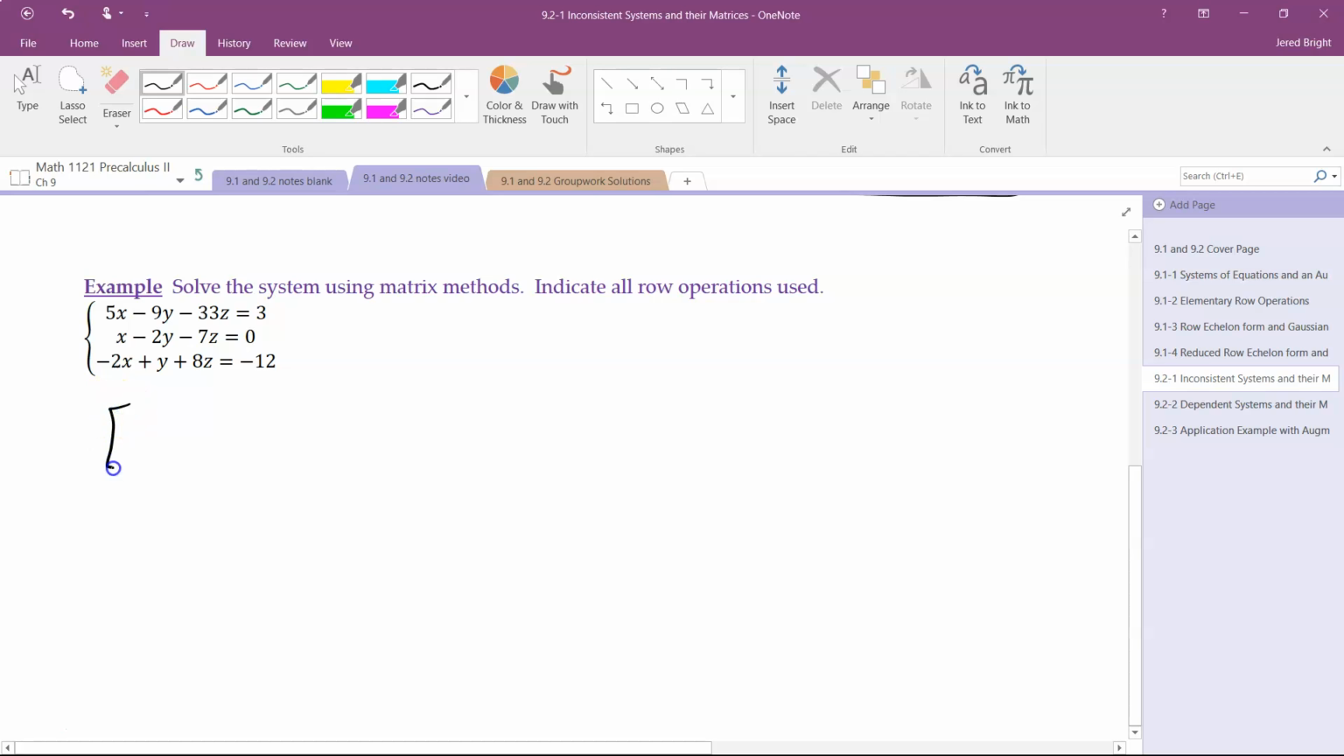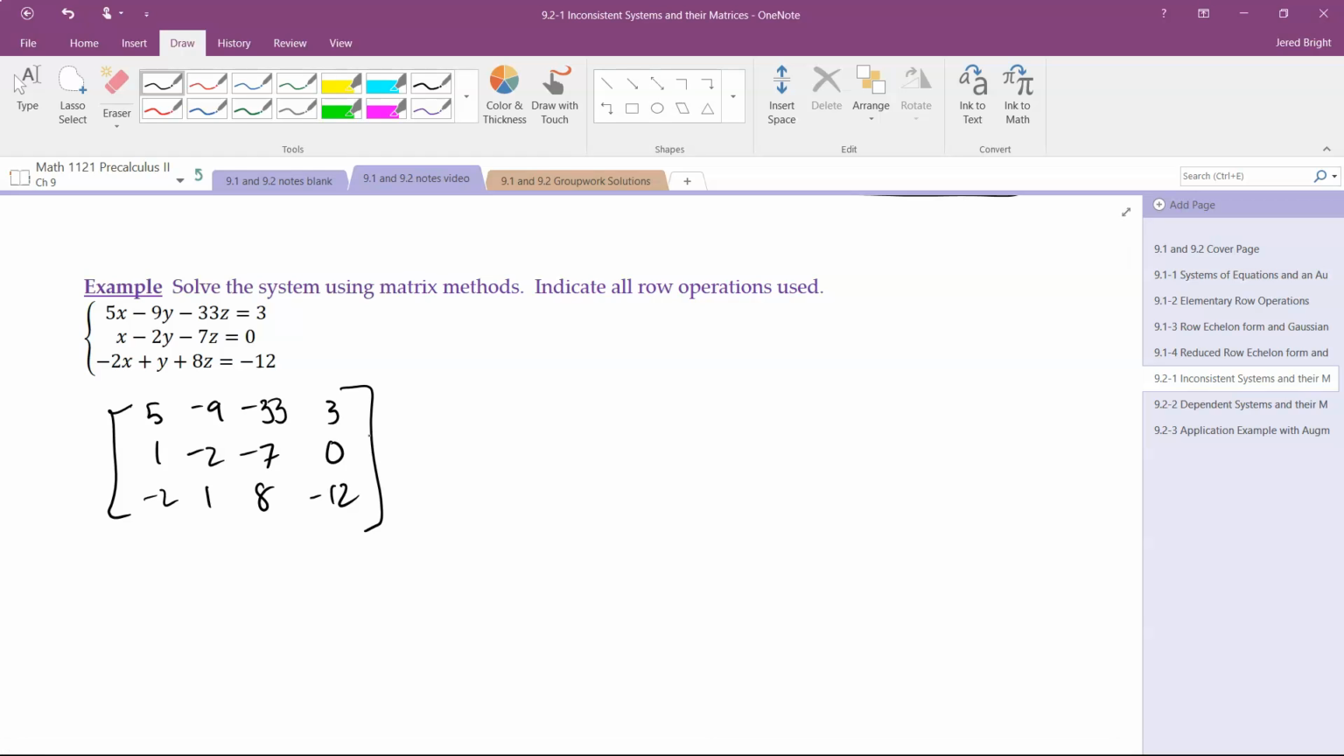Start by writing the augmented matrix: 5, -9, -33, and 3. Let's make that a little bit bigger. 1, -2, -7, and 0, and then -2, 1, 8, -12. Now, in my own work, I restarted this about 3 different times, and it was because I forgot signs, so watch your signs.